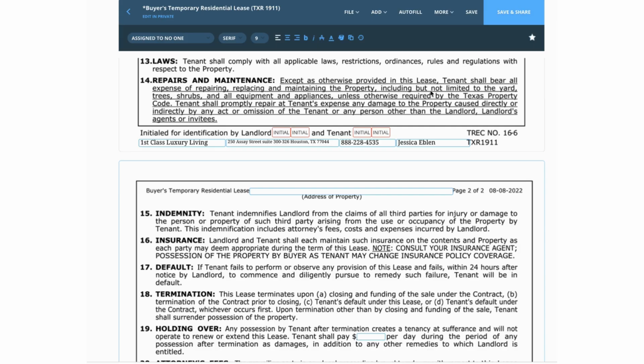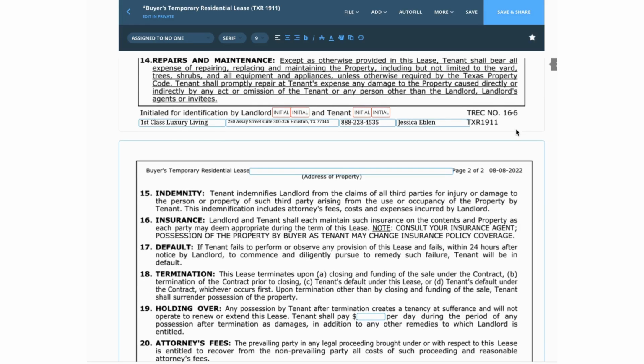Repairs and maintenance: except as otherwise provided in this lease, tenants shall bear all expenses of repairs, replacement, and maintenance of the property, including but not limited to the yard, shrubbery, all equipment, and appliances, otherwise required by the Texas Property Code. Tenants shall promptly repair at tenant's expense any damages to the property caused directly or indirectly by any act or omission of tenant or any person other than the tenant, landlord's agents, or invitees.